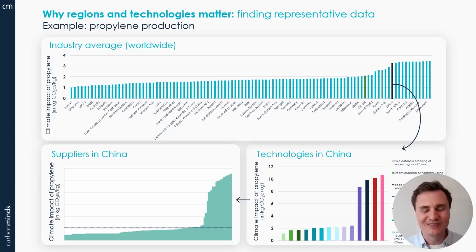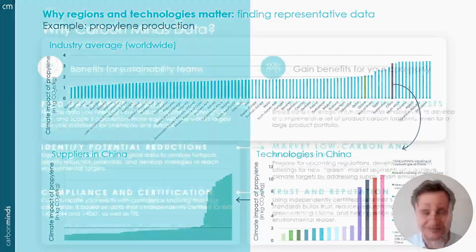Every column that you see in this diagram with thousands of columns represents one company name, one supplier in China. And here you can really compare the carbon footprints of the different supply options.